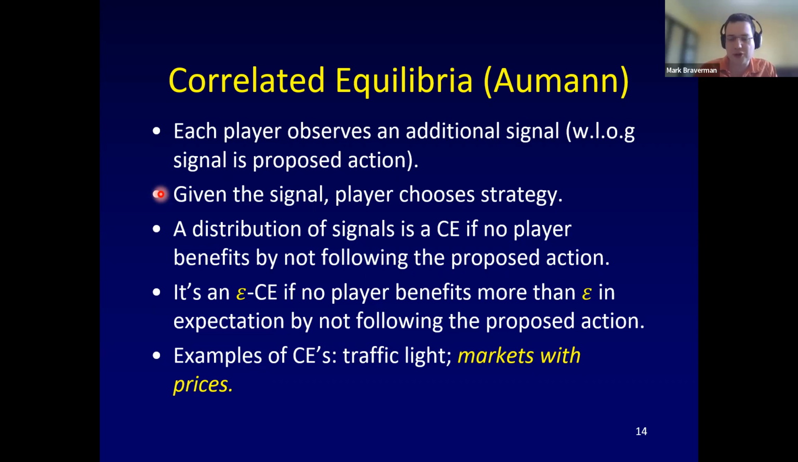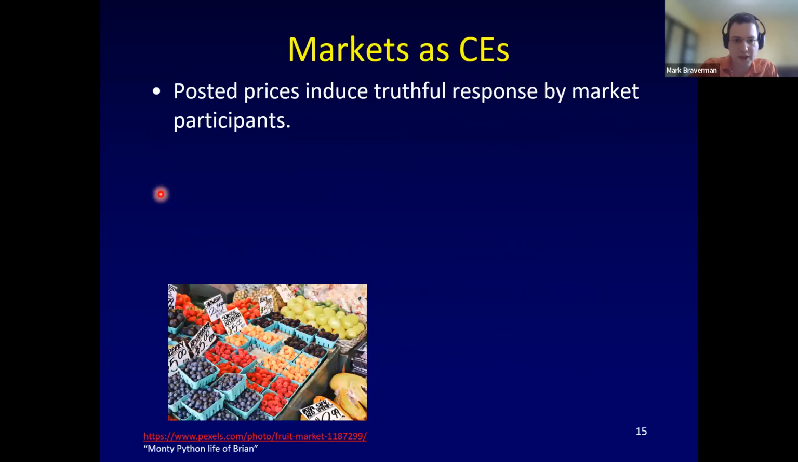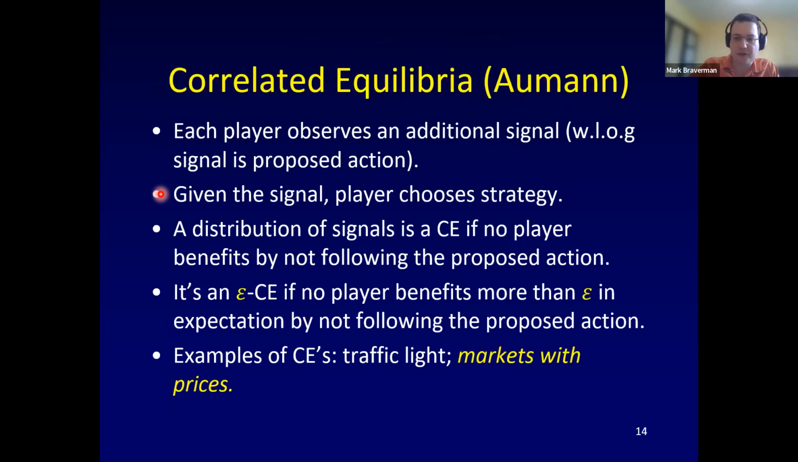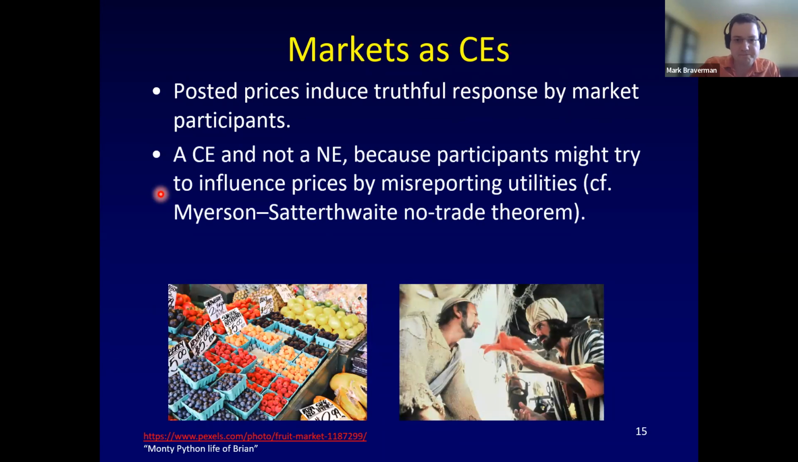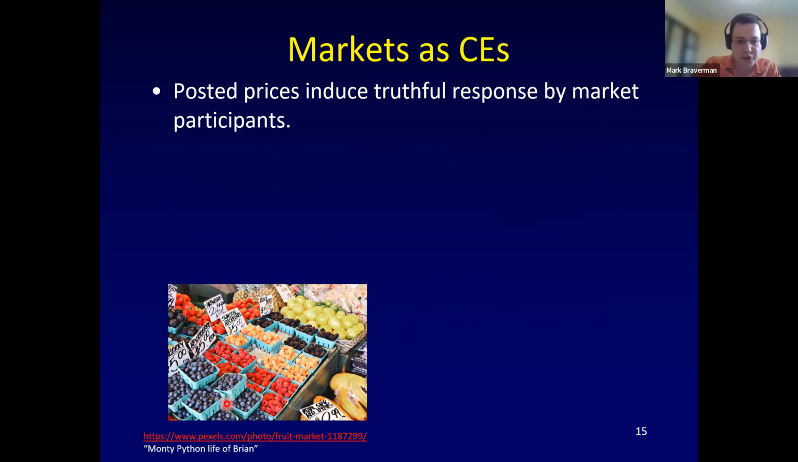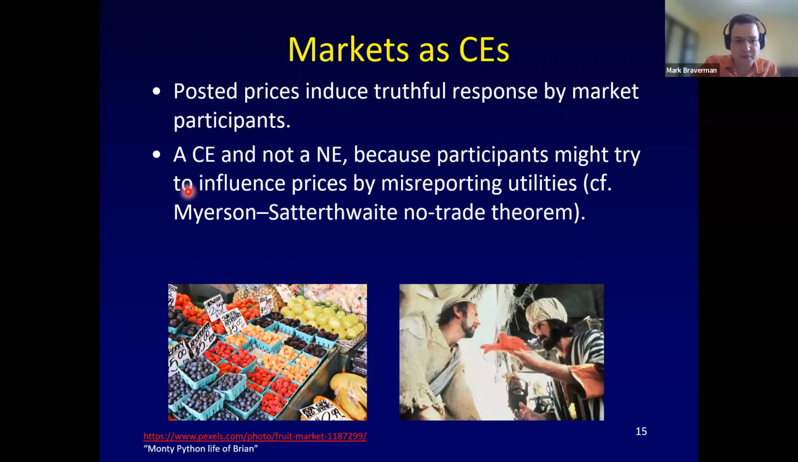Markets with prices are a very generic example of a correlated equilibrium. And it's a very important one because posted prices induce a truthful response from market participants and simplify trade a lot. So when there is a posted price on a market, it elicits a truthful response from market participants. When you go to the market and there are prices already posted, you'll buy your favorite bundle of goods at these prices. So there is no benefit from misrepresenting that. This is a correlated equilibrium because the prices have already been set.